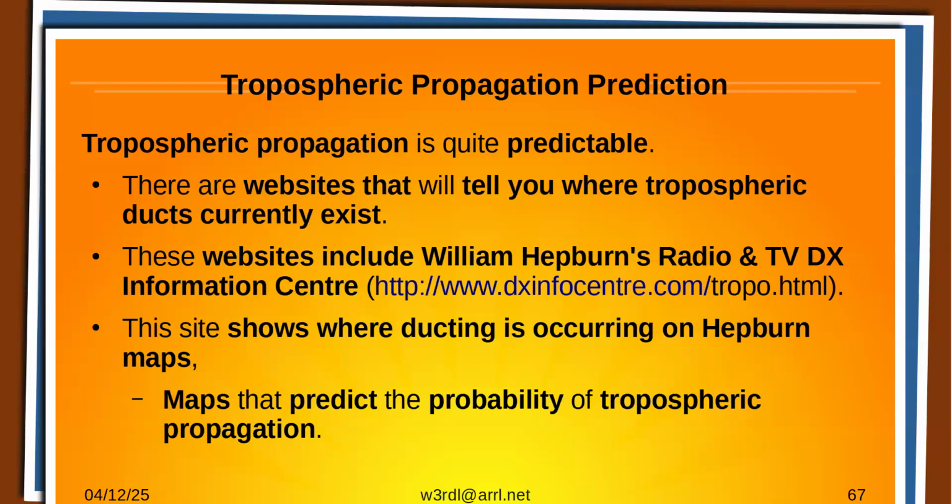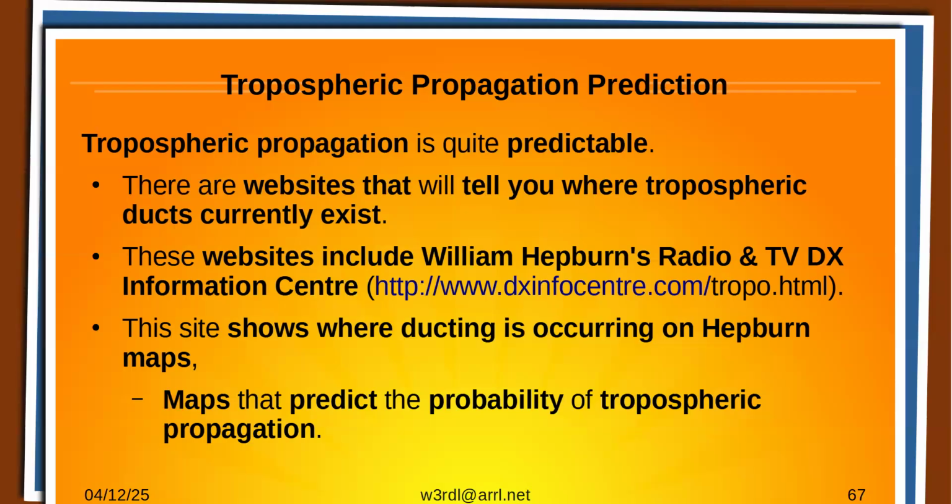Okay, so you can predict tropospheric propagation by looking at some of these prediction sites. The one that you need to know a little bit about is the Hepburn site. Are you familiar with Hepburn? I don't. Okay. I guess it's still active because the question is still cool.